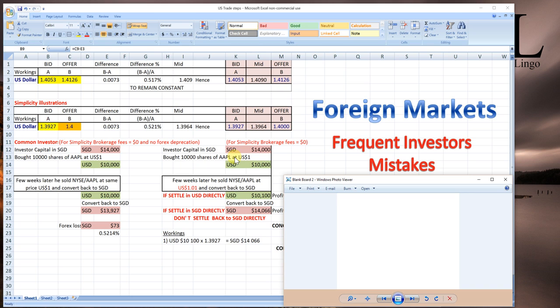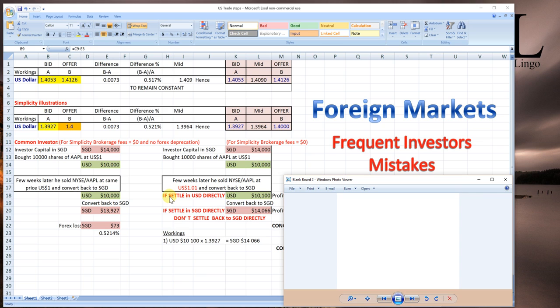Now assume the same situation: the investor has 14,000 Sing dollars and he's going to buy 10,000 US Apple shares at US $1 each, hence he converts 14,000 Sing dollars to USD 10,000. Now the good thing here is that the share price has risen from $1 to $1.01. Now here's the tricky part.